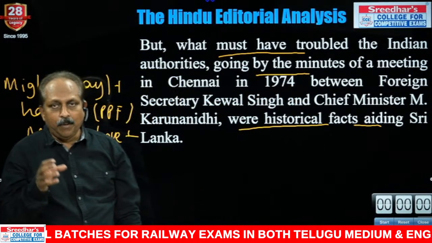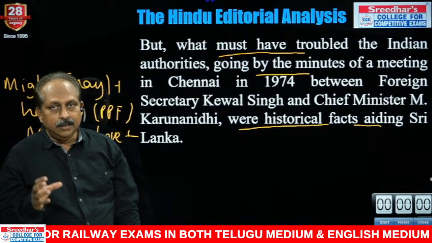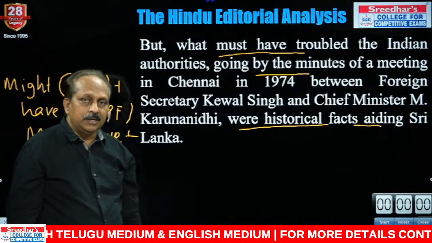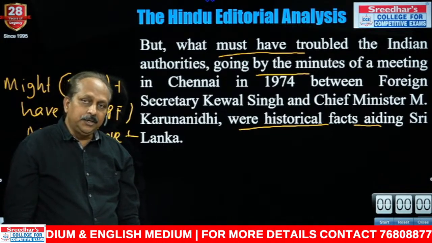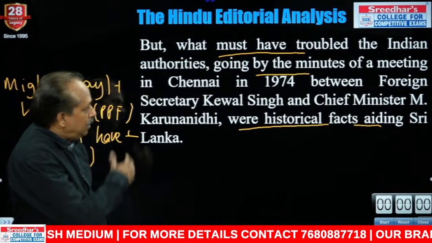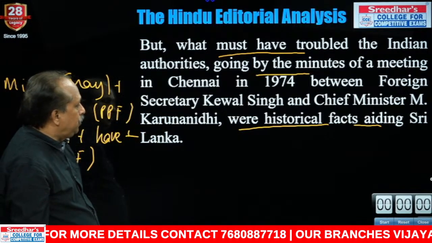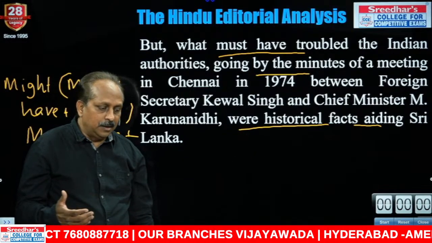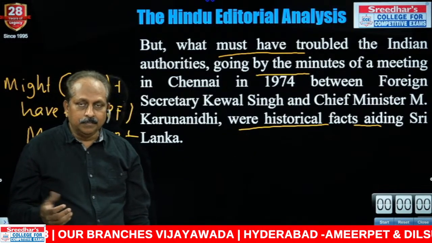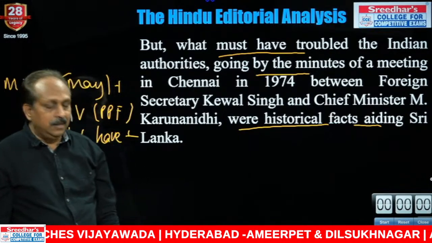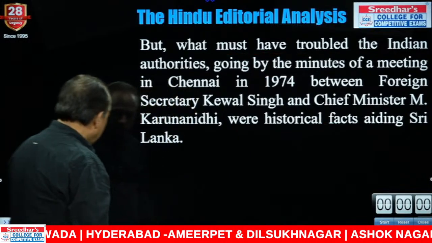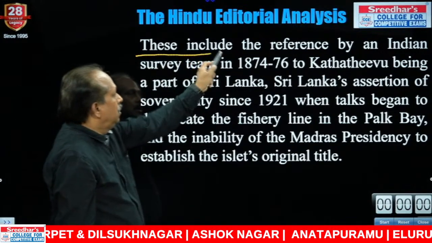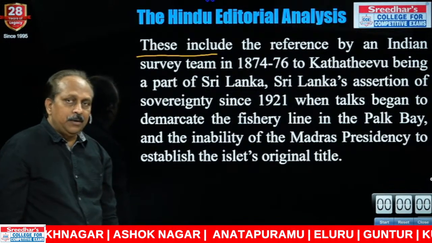Going by the minutes of a particular meeting in Chennai in 1974 between Foreign Secretary Keval Singh and then Chief Minister Karunanidhi. When they went through the minutes of the meeting, they came to know that historical facts aiding Sri Lanka, aiding means helping Sri Lanka, that must have troubled Indian leadership. These include some facts that were in favor of Sri Lanka.